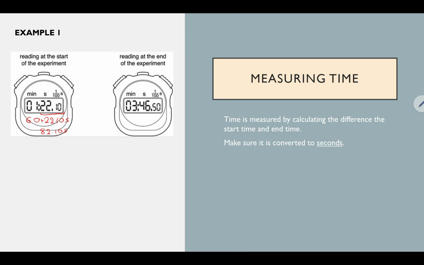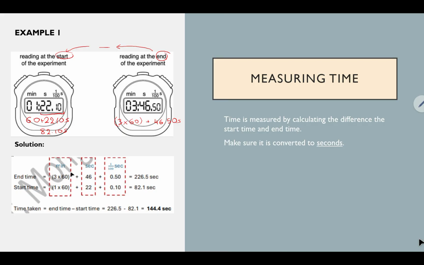Same thing applies to my end of the experiment time. I have 46.5 seconds already done for me. I'll convert the 3 minutes to seconds by multiplying 3 times 60, which is 180, and I'll add that to my 46.5 seconds. To find the difference in time, I'll do the end time minus the start time. So let's check the answer together. End time, which gave me 226.5 seconds, minus start time, which gave me 82.1 seconds, is equal to 144.4 seconds.